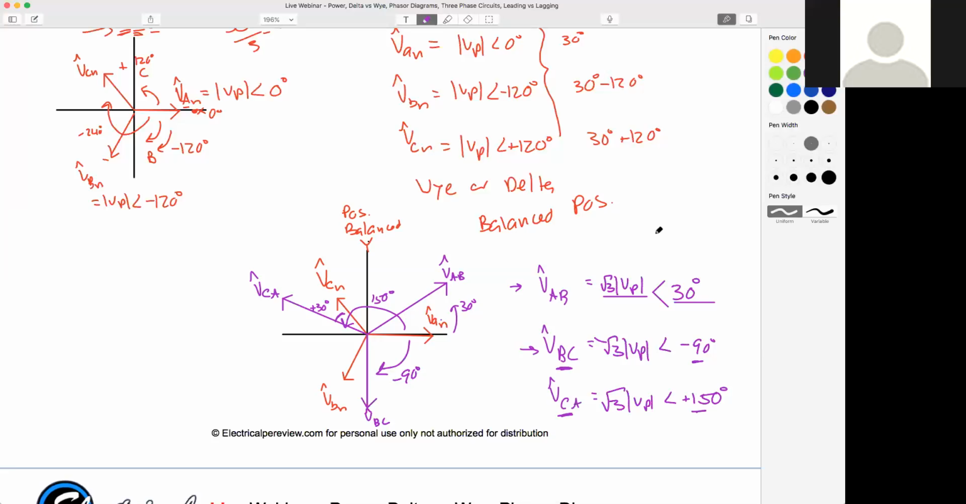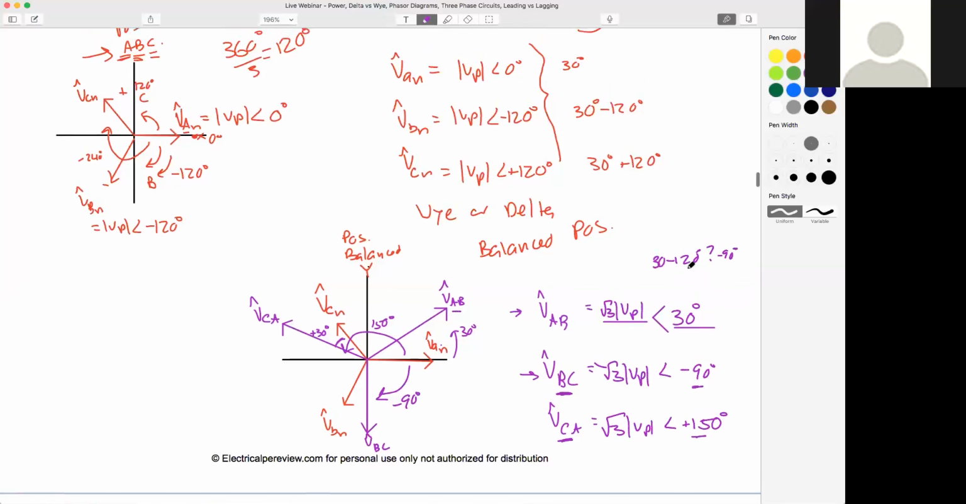Keena said minus 95 plus 30 equals negative 65. Why does VBC equal negative 90? Because if our VBN is right here, we know we're going 120 degrees from VAB. So VAB is 30. What is 30 minus 120? 30 minus 120 better be minus 90. Yep.